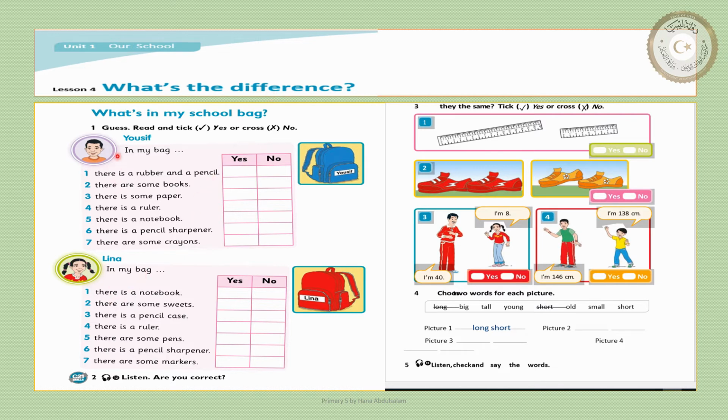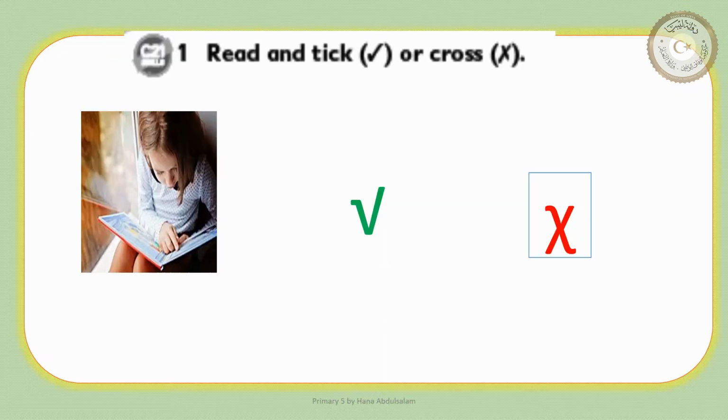Okay, so now we are going to start with number 1. What do we have in number 1? Okay, ready? Number 1, read and tick or cross. So we have a tick and we have a cross. But before that, we are going to read.